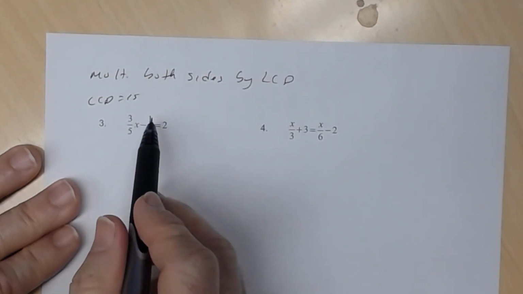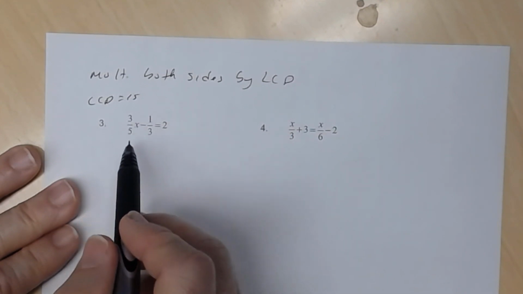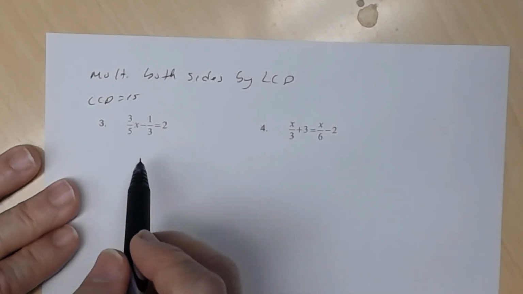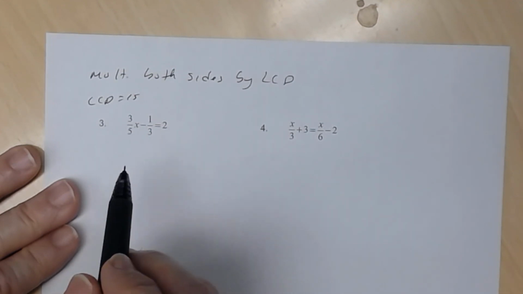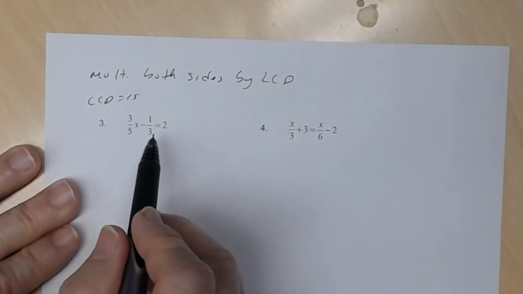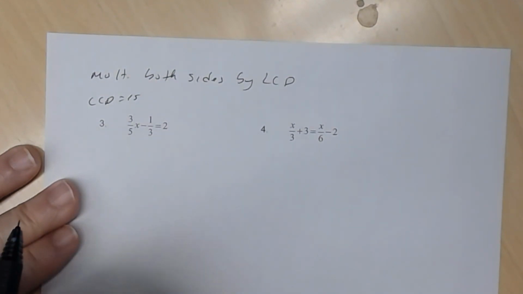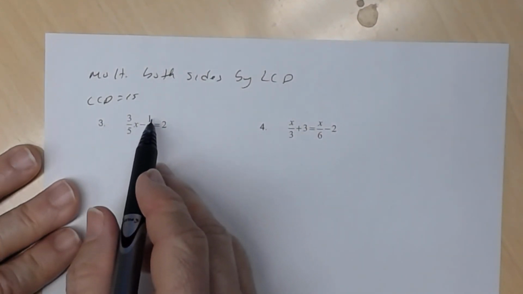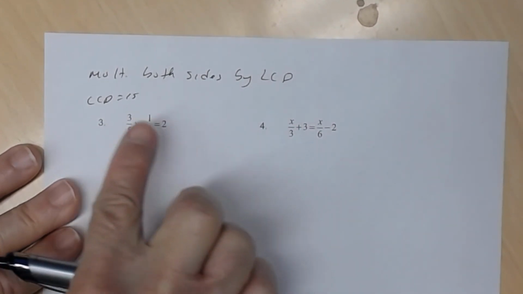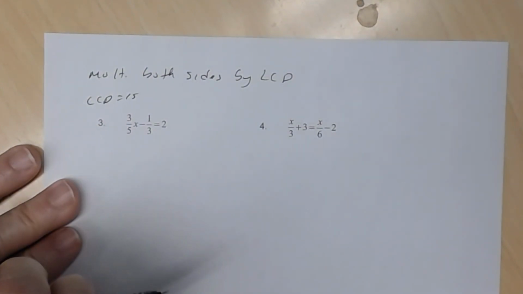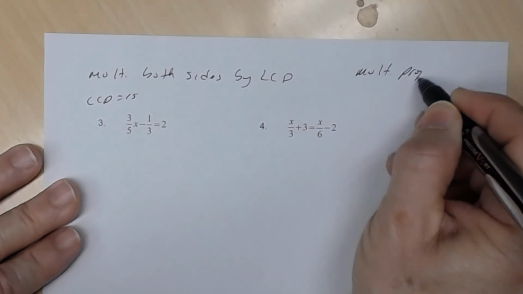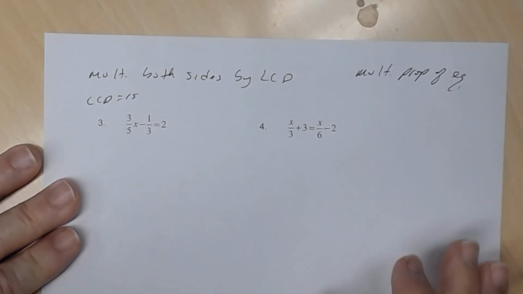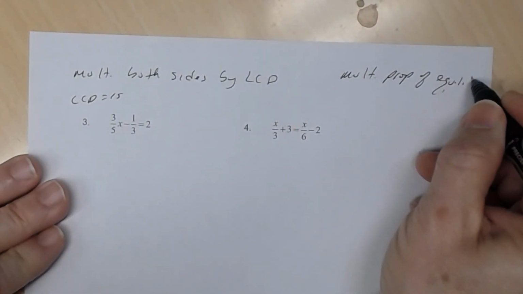See, if you look at this, I have three terms altogether. 1, 2, 3. And so if I look at all the denominators, 5, 3, and this is a 1 right here, 2 over 1. The smallest number that 5, 3, and 1 go into is 15. Now, basically what you're doing is you're going to multiply both sides by 15. Okay, so I'm using the multiplication property of equality first here.